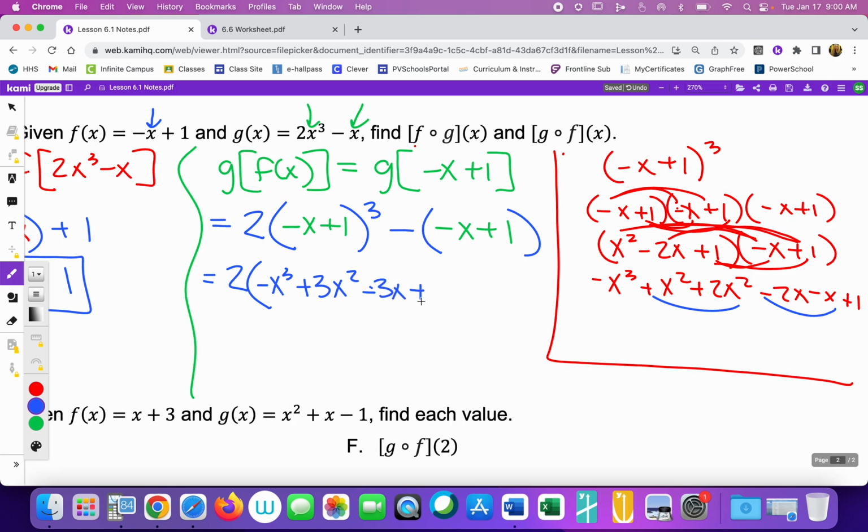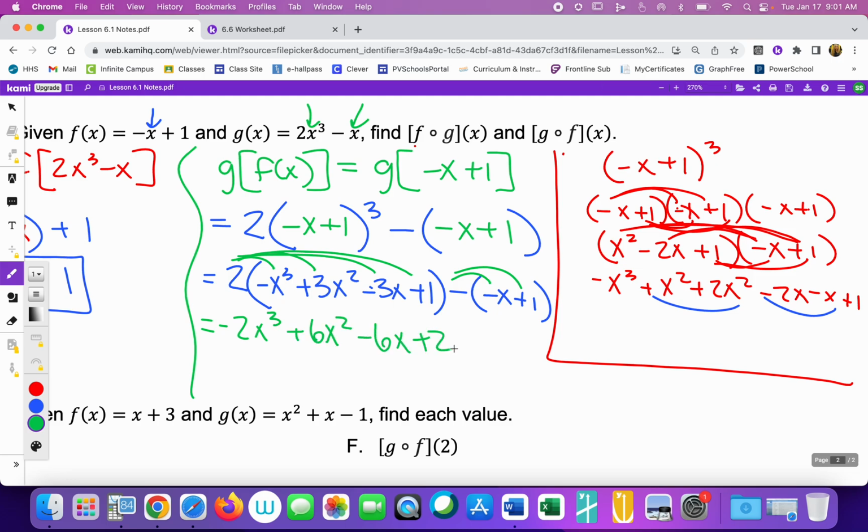Minus 3x plus 1 minus negative x. This is about as tough as they get. So we can handle these ones. The ones we did previously should not be very difficult. Now you'll need to distribute this 2 into here and this minus sign over here. So I just saved that. If you wanted to do it first, that's fine. So that would give us negative 2x cubed plus 6x squared minus 6x plus 2 plus x minus 1.